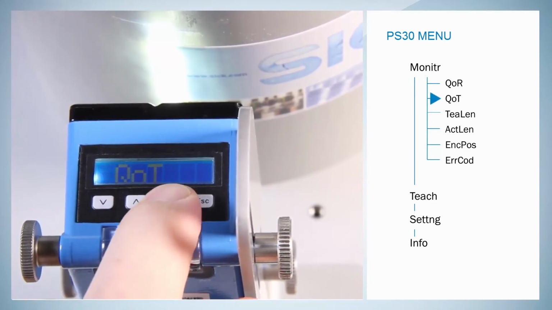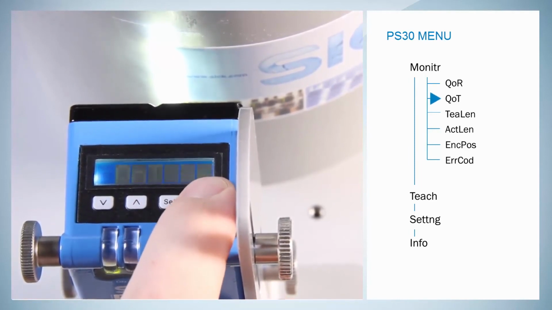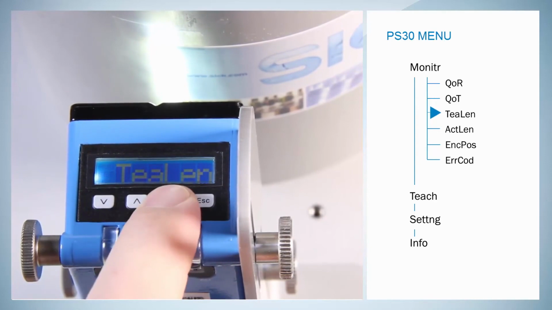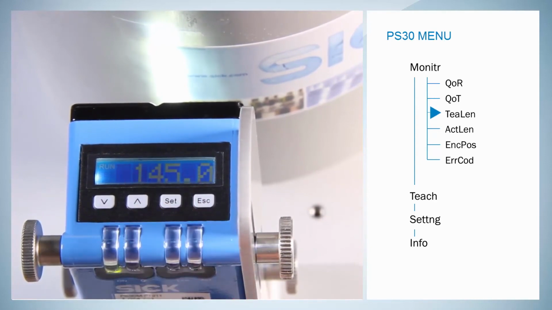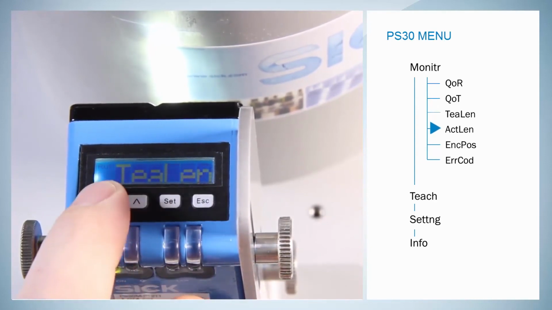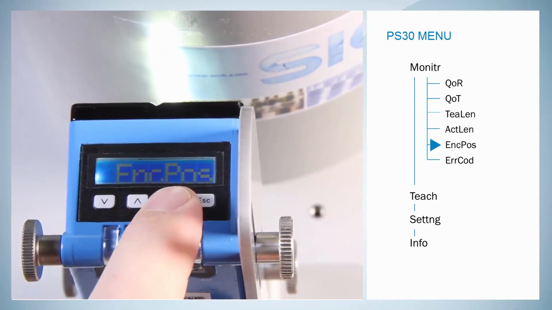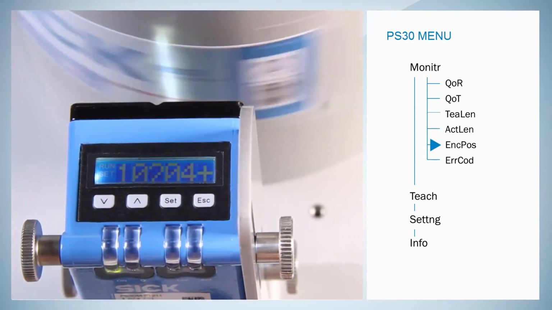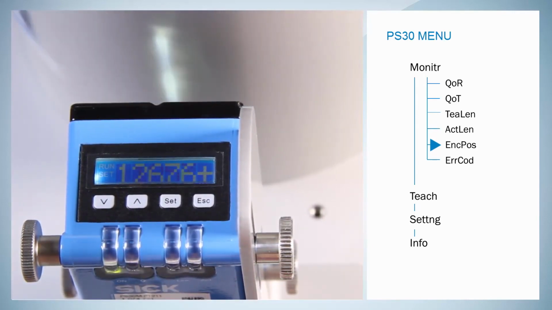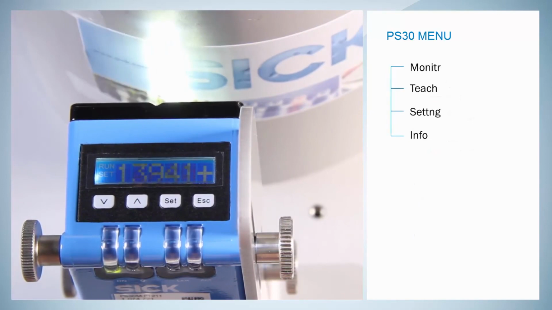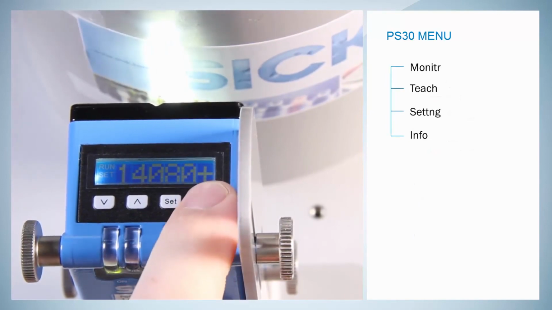The quality of teach shows the quality of teach in up to 6 bars. The teach length shows the length of the label which has been taught in. Actual length: in the mode endless material, the detected label length is shown. Encoder position shows the current encoder position. One gets back to the main menu by pressing the escape button.